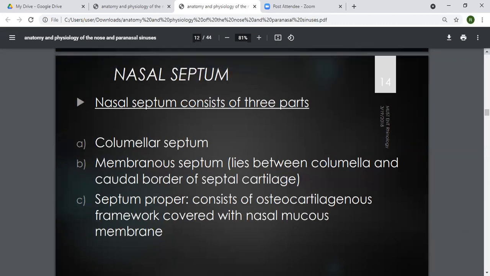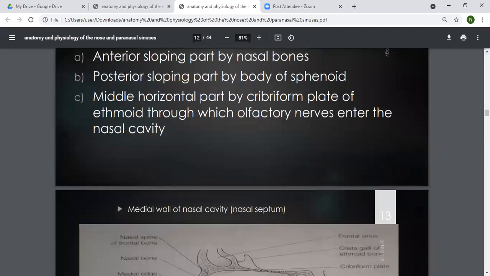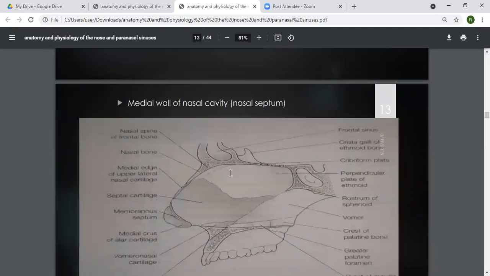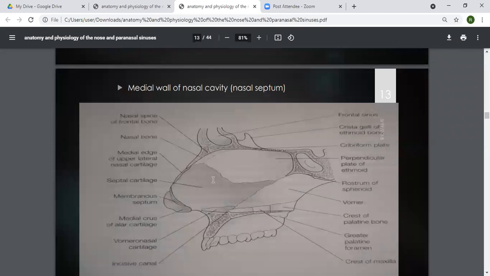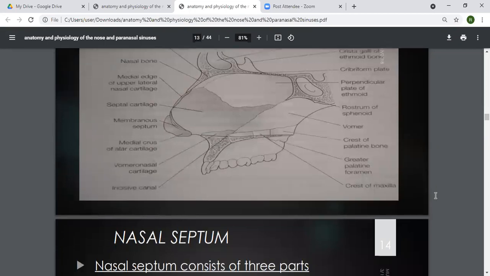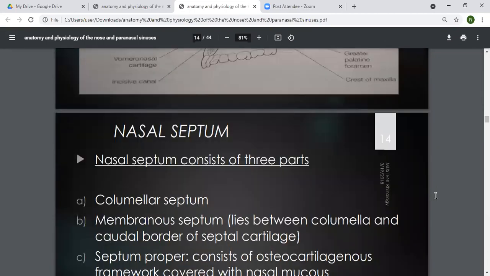So when we go back to the previous slide, this is our septum. It's made up of bone. We have the perpendicular plate of the ethmoid bone, we have the vomer, and this is the cartilaginous part. Then anterior to the cartilaginous part, we have a membranous part, and this is what we call the columella part of the septum. So this divides the nasal cavity into two parts, the left nasal cavity and the right nasal cavity.